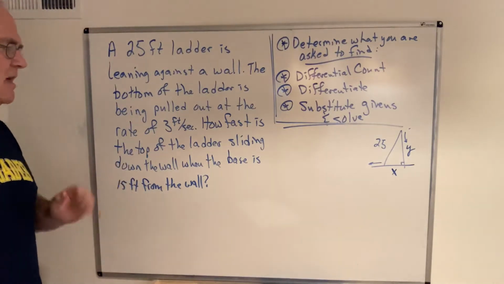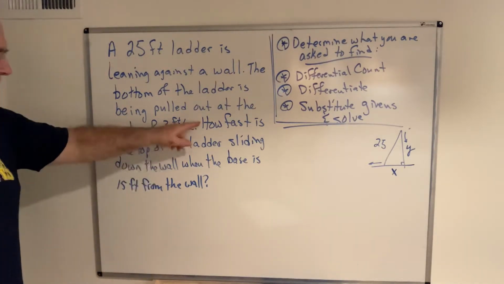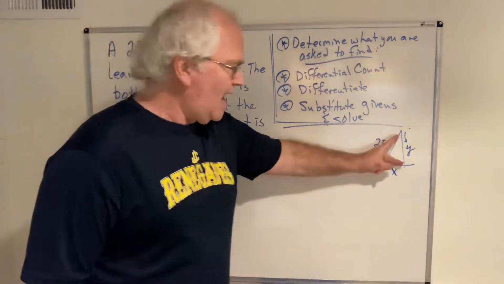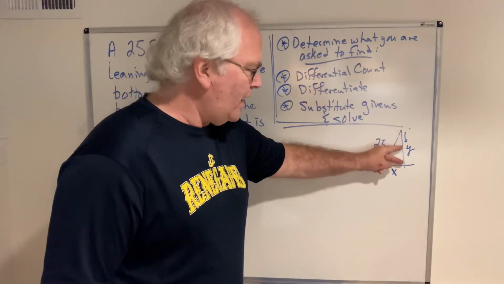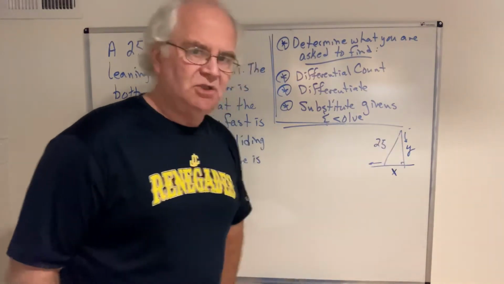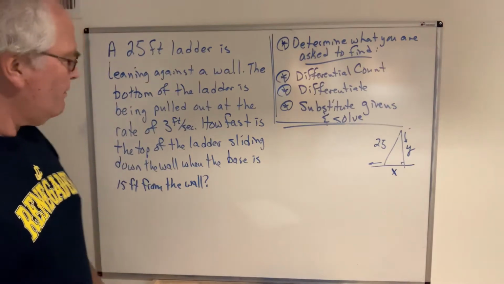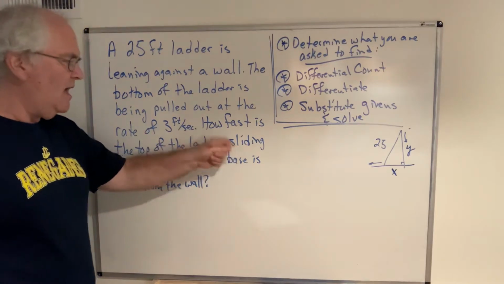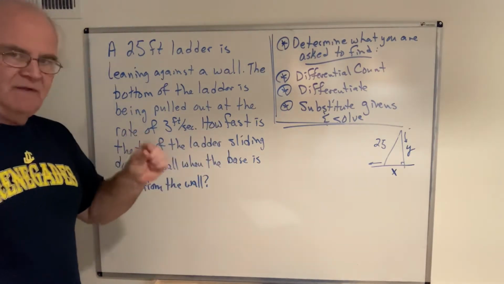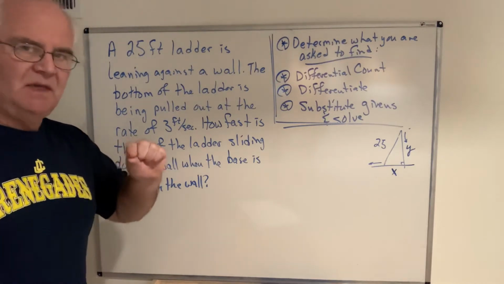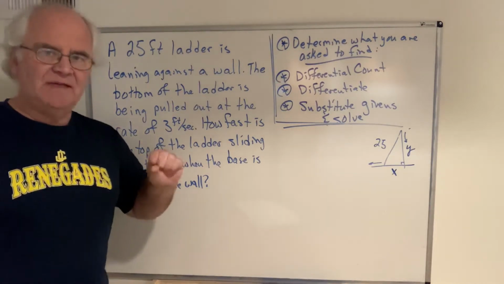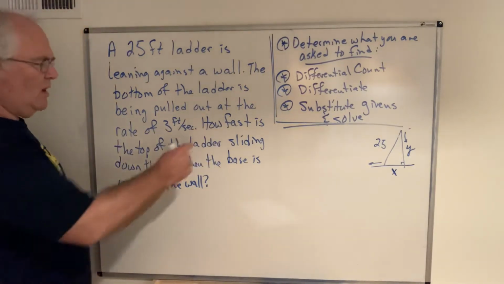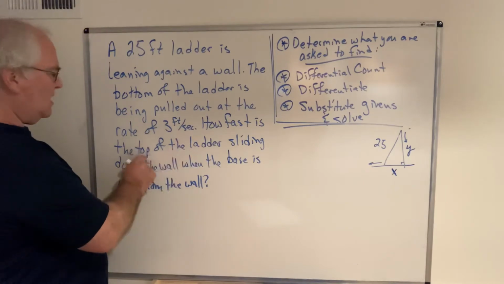What are we being asked to find? How fast is the top of the ladder sliding down the wall? We're not asked to find this height. We're asked to find how fast, what is the rate of change of the height of the top of the ladder? How fast something is changing, how fast something is moving. How fast something is moving, that's a rate of change. How fast something is increasing, that's a rate of change. How fast something is decreasing, that's a rate of change. How fast is a rate of change? We want the rate of change of the top of the ladder.